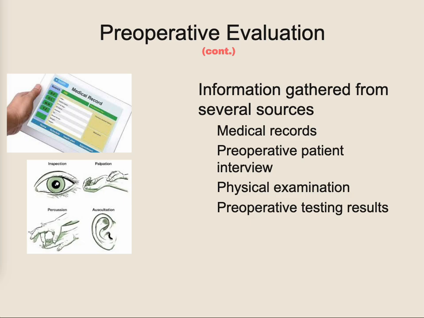Now, it includes reviewing the patient's medical record, conducting a physical exam, and analyzing test results. It typically has two parts. You have a questionnaire completed by the patient, gathering basic health information, and an interview with the anesthesia provider. This allows the provider to clarify details, answer patient questions, and build trust. These steps ensure the anesthesia plan is safe and tailored to the patient's needs.